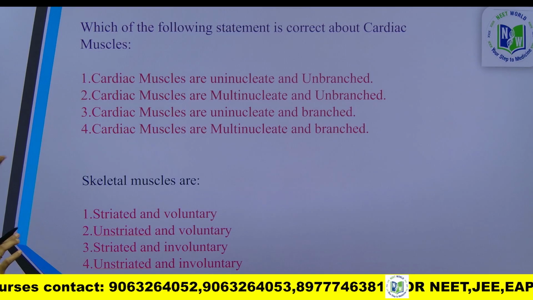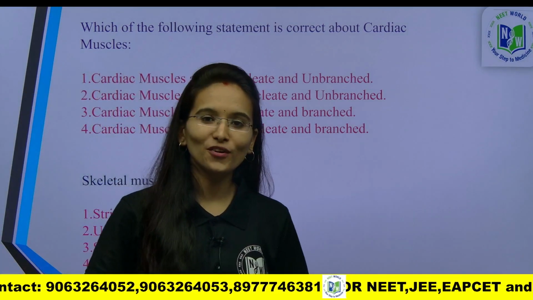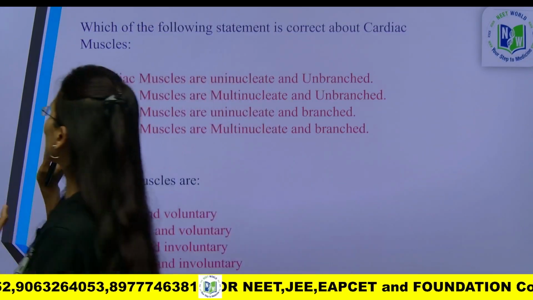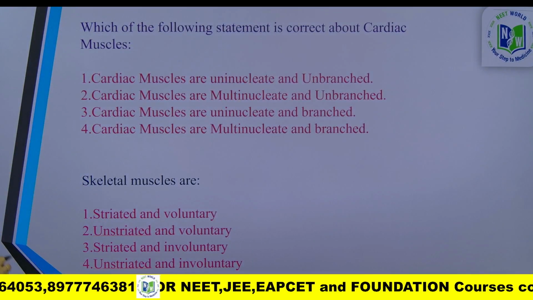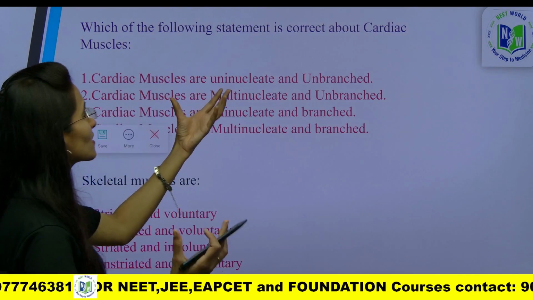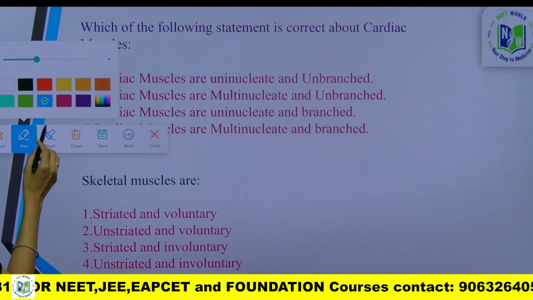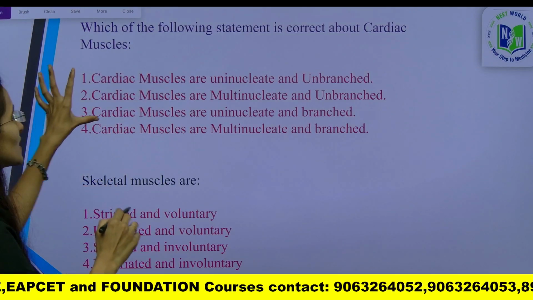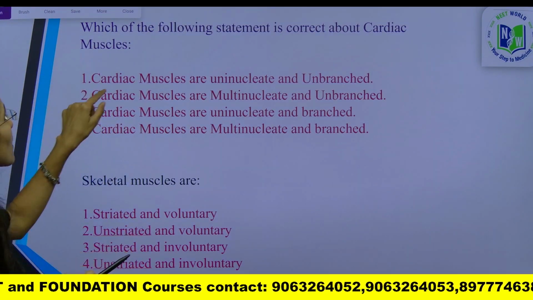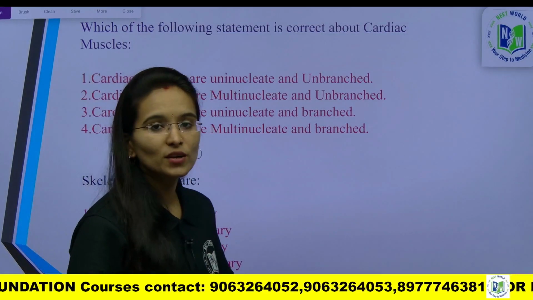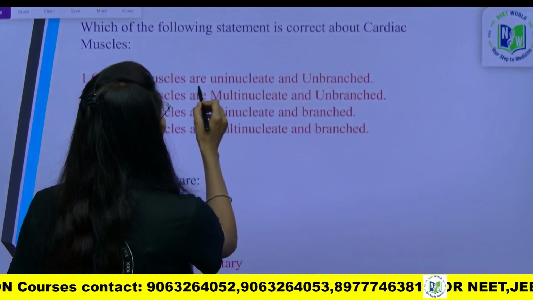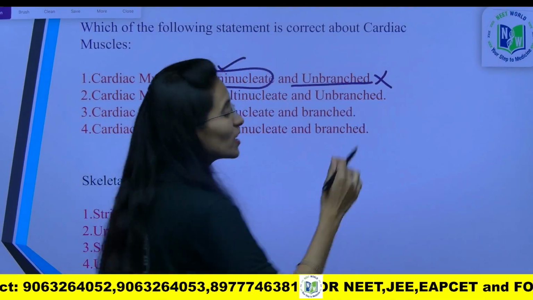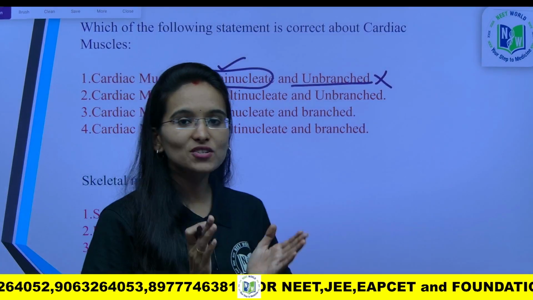So now here are the most important NEET foundation questions related to the types of muscular tissues. The first question is, which of the following statements is correct about the cardiac muscles? These are the given options. Option 1, cardiac muscles are uninucleate and unbranched. These are uninucleate, true, but unbranched is wrong. Cardiac muscles are always branched in nature.